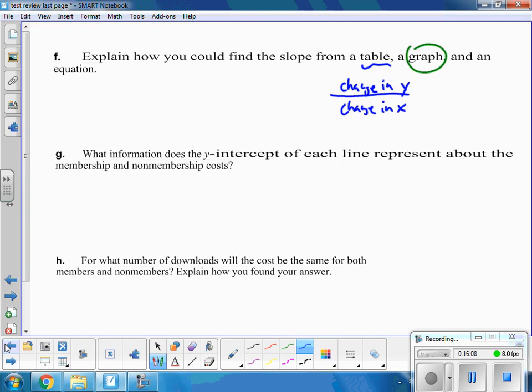Okay, let's take a look here. What information does the y-intercept of each line represent about the membership and non-membership? It really is about how it starts. If you're a member, you start at $80, and for non-members, you start at $0. To answer the question, even though the graph starts at the origin, you would not say non-members start at the origin, because that is true about the graph, but not true about the situation. You want to represent the situation.